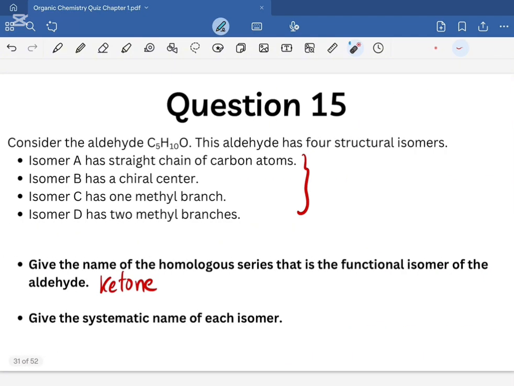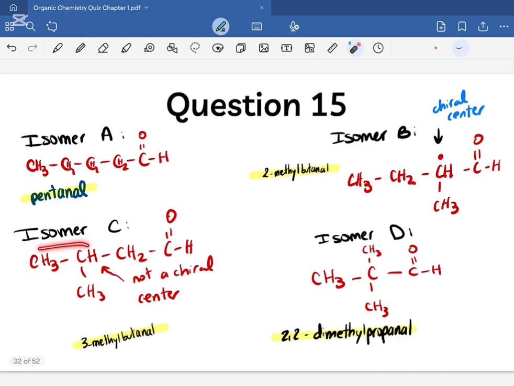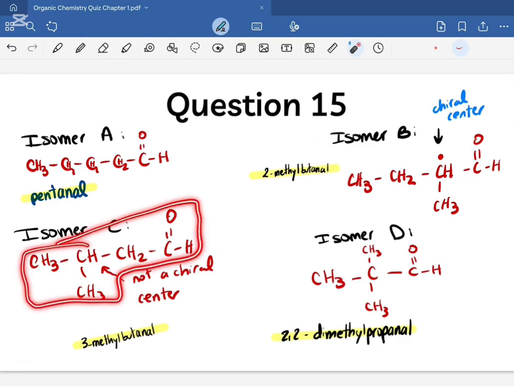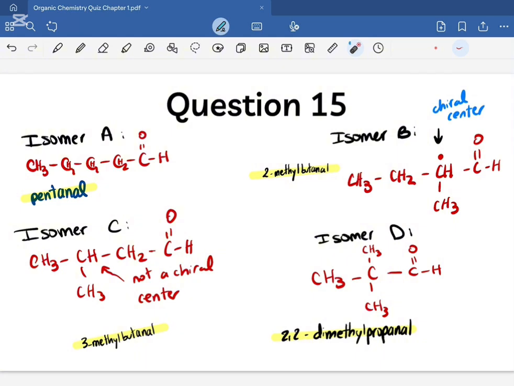Now for isomer C, we need 1 methyl branch, and we don't need any chiral center. So this is going to be isomer C. Now isomer C doesn't have any chiral center. This is because this carbon over here is attached to 2 methyl groups, so they are the same group. And this is going to be 3-methylbutanal.